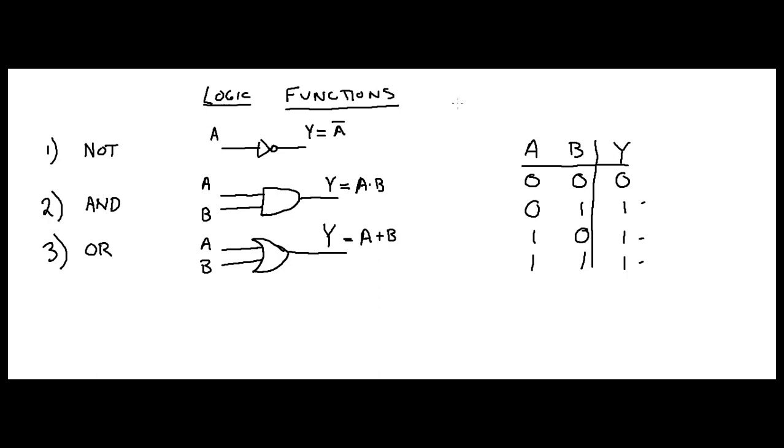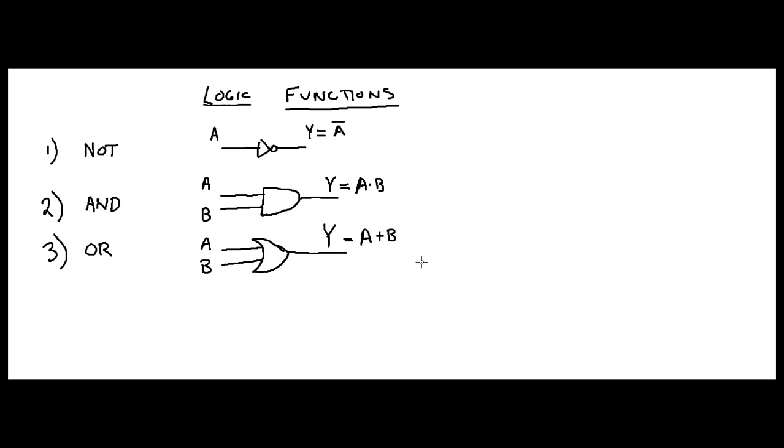Okay, so with the same argument, do you think that you can build a three input OR gate from two two input OR gates? If you said yes, you were correct. Why don't you pause the video right now and give it a try, and then turn it back on and we'll draw it together.